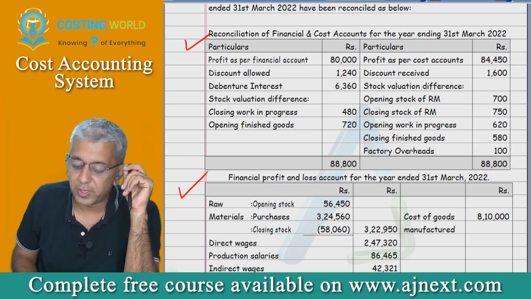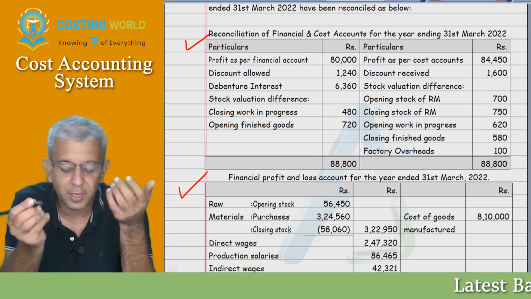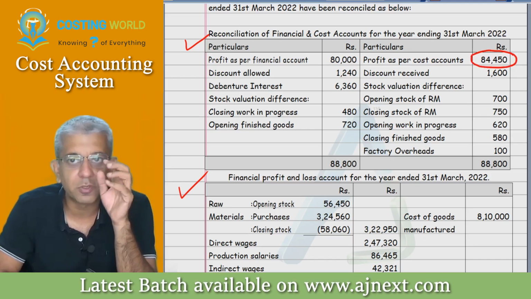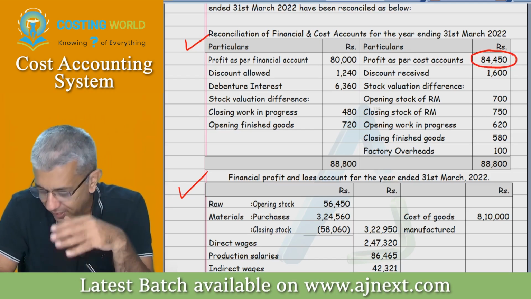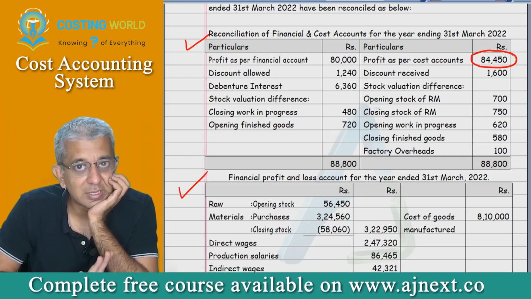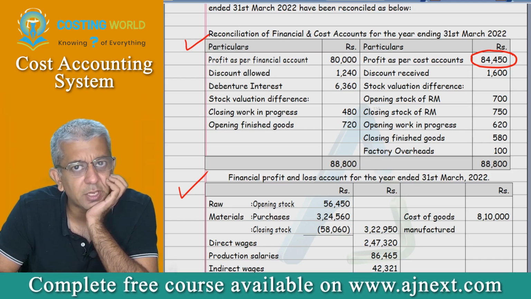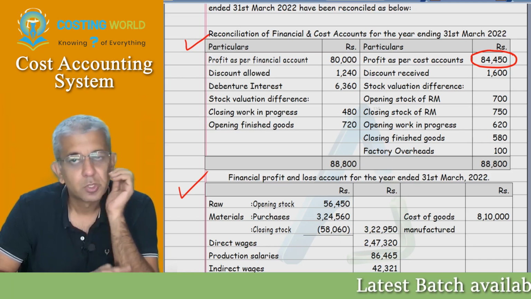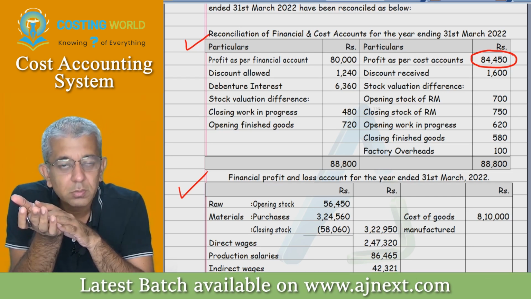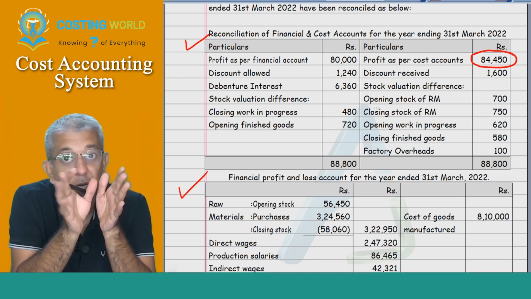Sir, how do we know that whatever we are doing is correct or not? I can tell you. Your cost sheet profit should be coming as 84,450, no? Because that's the same profit that is there in the reconciliation. Correct, no? Yes. So if your answer is correct, then you should be getting the same profit in your cost sheet also. So it's kind of a reverse thing. We make a reconciliation; in this question, the reconciliation is given, you try to make your costing books.